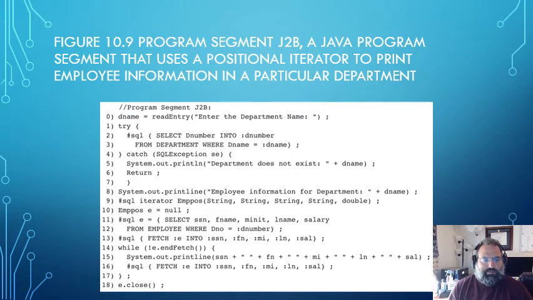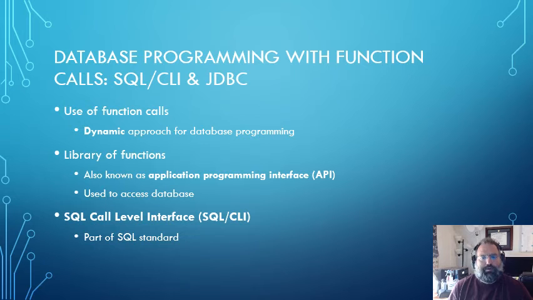Database programming with function calls: SQL CLI and JDBC. Use of function calls is a dynamic approach for database programming, using a library of functions, also known as an API, used to access a database. The SQL call level interface, CLI, is part of the SQL standard.